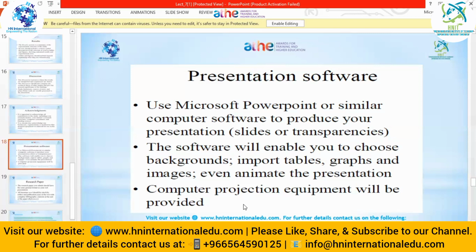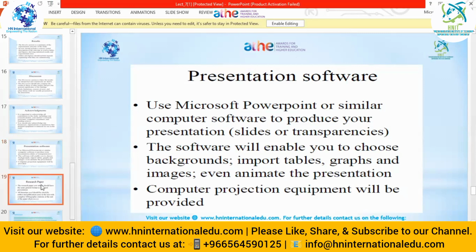Projection equipment is needed if you are presenting slides, because if there are many people you cannot show them on your mobile screen. You need a projector to show every person what you are up to. Now, do you understand how we will present our research using any presentation software?